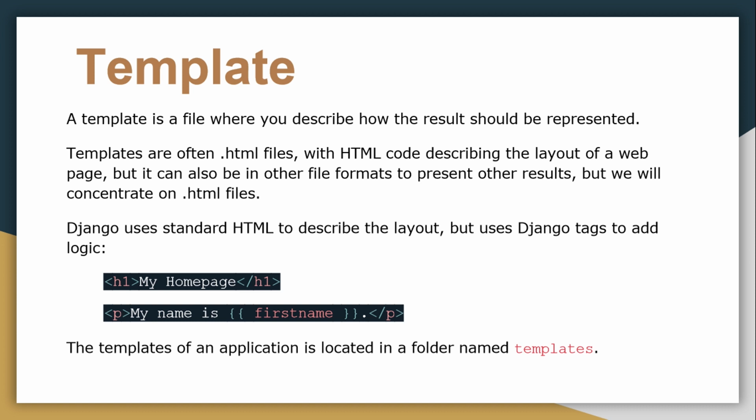So Django uses standard HTML to describe the layout, but uses Django tags to add logic, like to display, for example, the username of someone, the first name, and all that. And the templates of an application are located in a folder called templates. Everything I'll show you in a few.